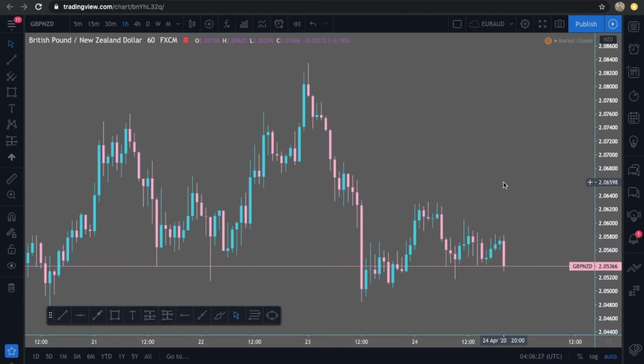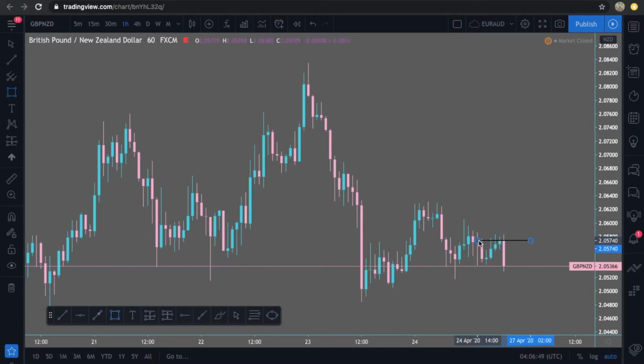Hello everyone, this is a short video on how I draw support and resistance on higher time frame and lower time frame. So first I'd like to grab the rectangle and look for a rejection that indicates a resistance. What I see right now, I see that price rejected this area, which means there's a resistance right here.